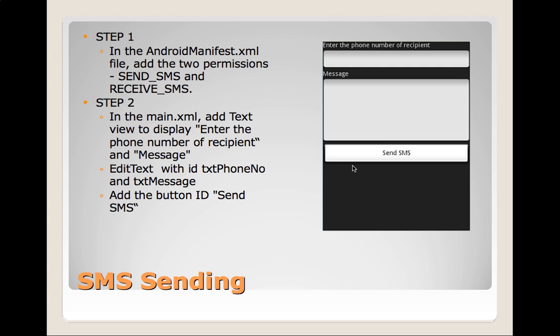Step number 1: we have to turn on the permissions. We're not going to receive, we're just going to send. But if we were going to receive, we'd have to turn on receive SMS, and I'll show you that when we look at the source code in a few minutes. In the manifest, we have to add two permissions, send SMS and receive SMS, because you can create your app just to receive and not to send, and vice versa. In fact, our app is just going to send, and it's not going to receive at all.